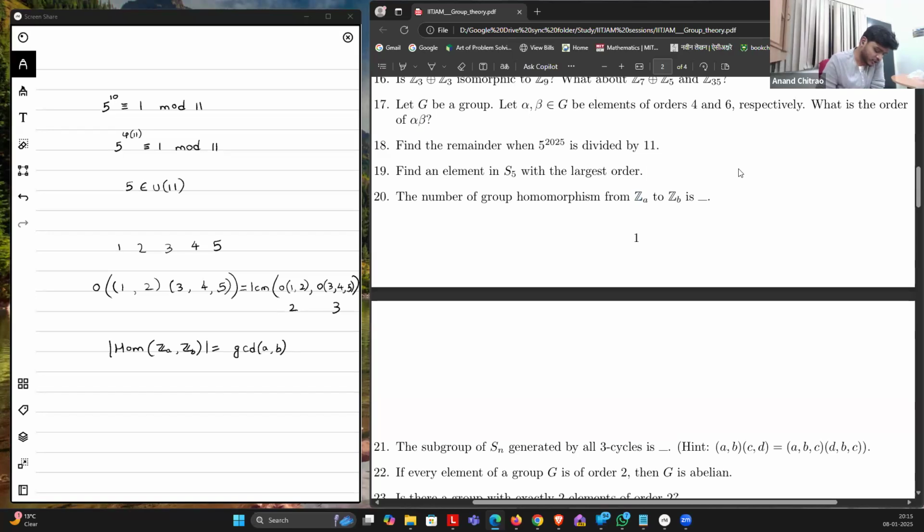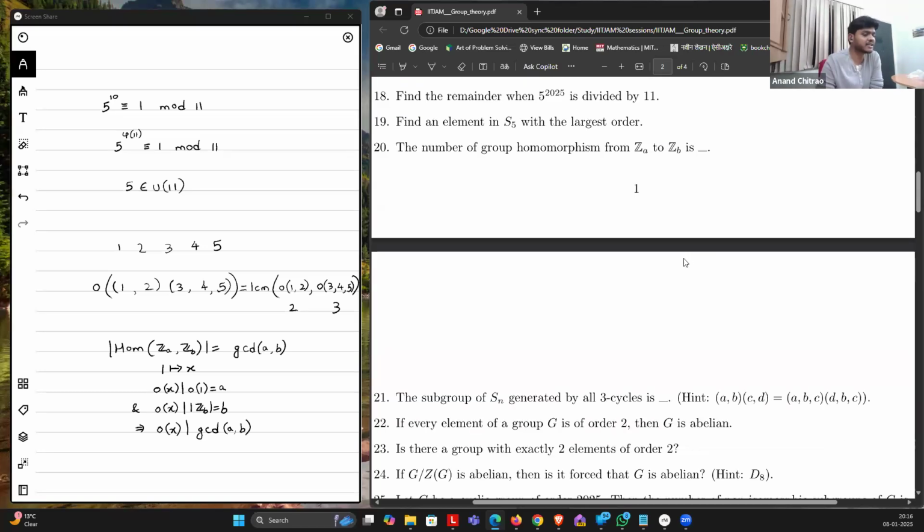The reason is any homomorphism is determined by the image of 1 in Z_A. 1 has to go to X such that the order of X divides the order of 1, which is A, and the order of X divides the cardinality of Z_B, which is B. This implies the order of X has to divide GCD of A and B. And associated to each such divisor, you get distinct homomorphisms. So the number of group homomorphisms from Z_A to Z_B is the GCD.